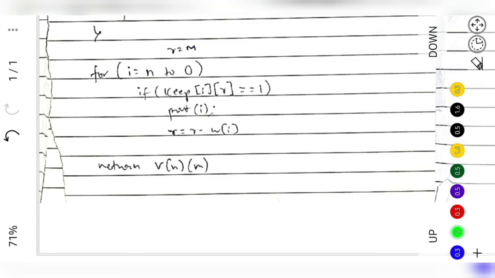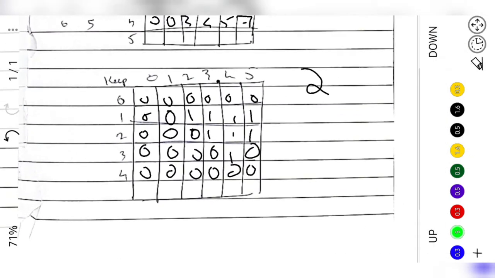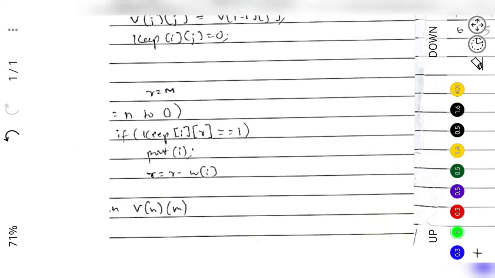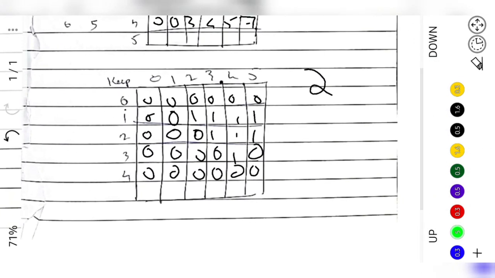Next, I will decrement. When I decrement, I will become 1. Now I is 1. What we have to compare is keep of I and r, which means keep of 1 comma 2. What does keep of 1 comma 2 mean? This one and this one. Is this 1 or not?